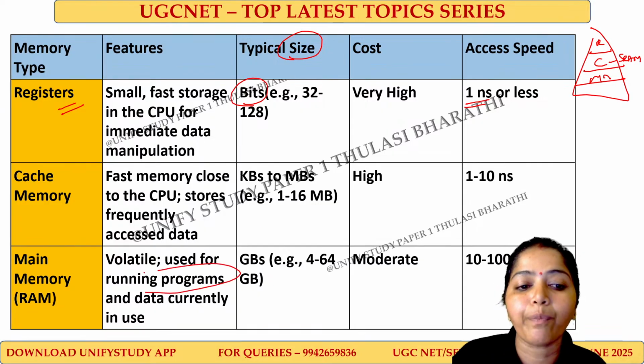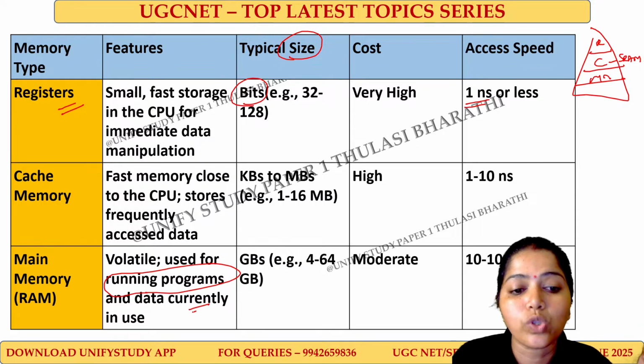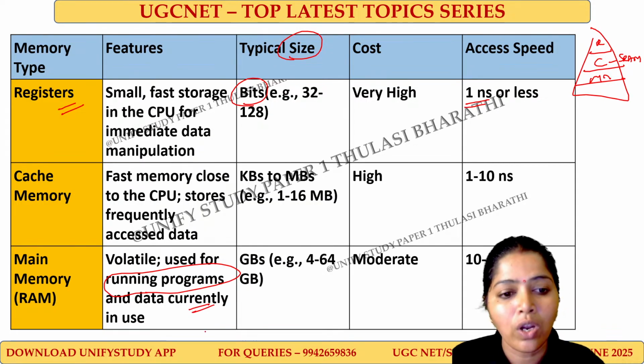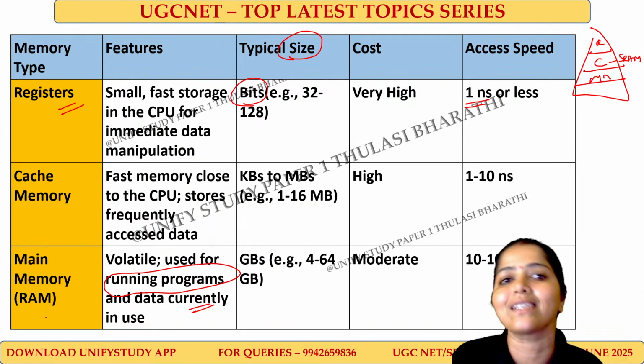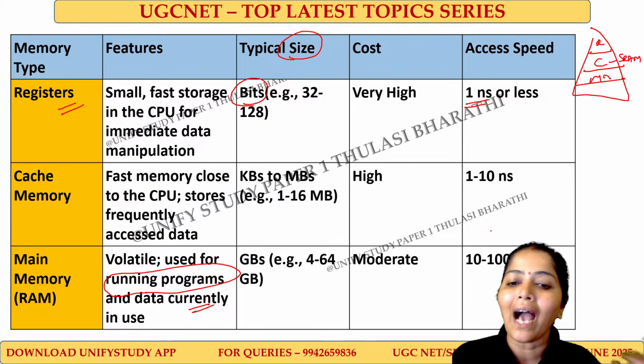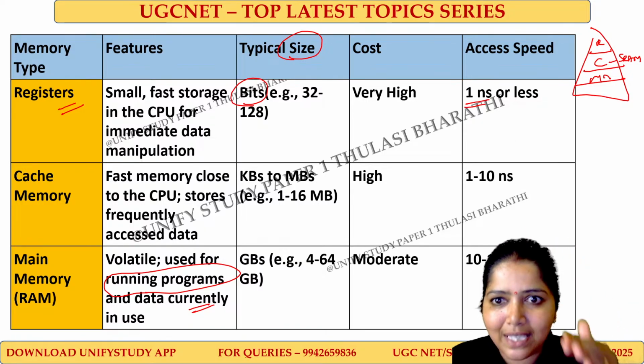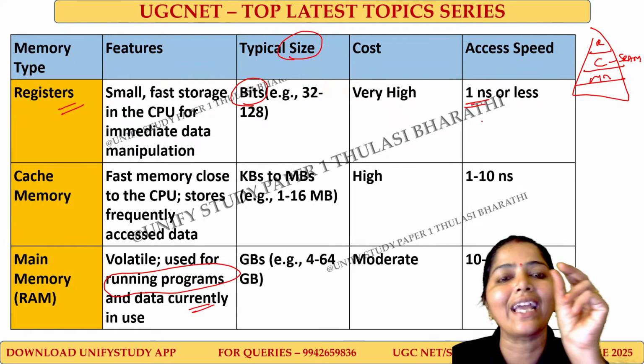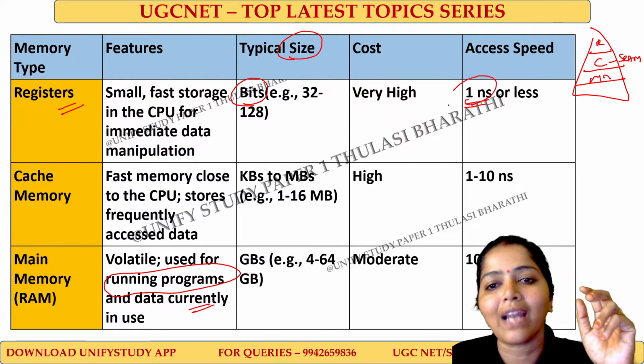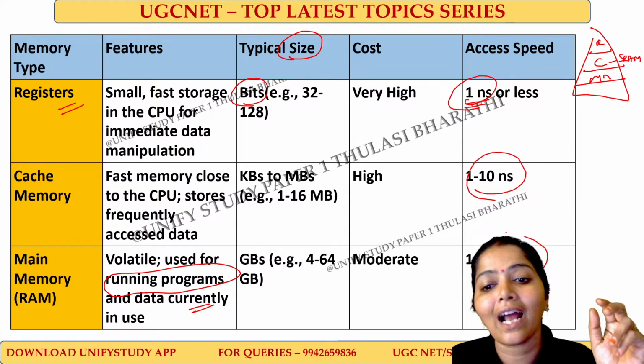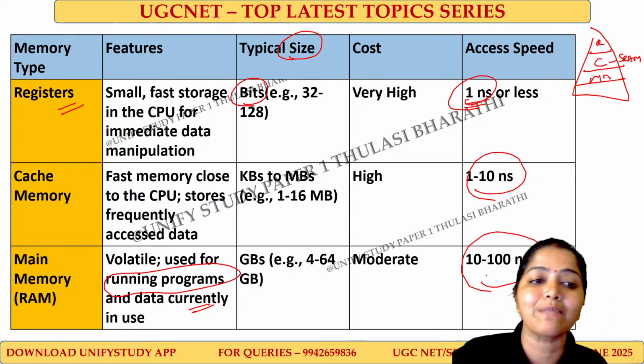Used for running the programs currently in use, very important keyword, note it down, which are currently used, that will be accessed by RAM, main memory. And here when you come across the speed, this is going to be very small, 1 nanosecond, here 10, here 100 nanoseconds. See how this speed is coming.